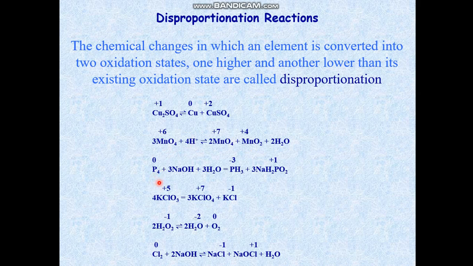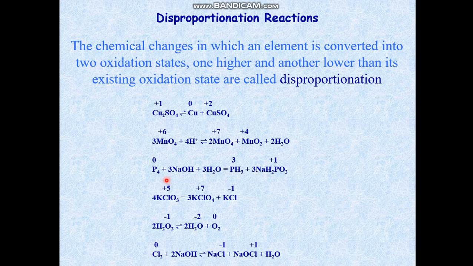Now white phosphorus, when it reacts with a very strong alkali like sodium hydroxide, produces phosphine gas and sodium hypophosphite. So phosphorus reacting with sodium hydroxide in the presence of water produces phosphine and sodium hypophosphite.